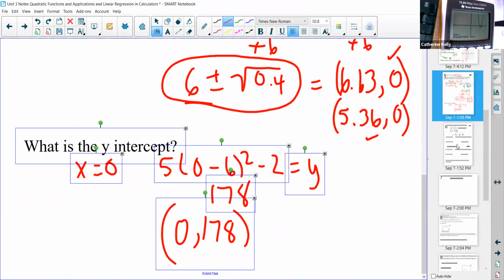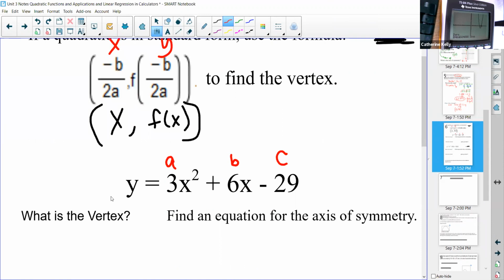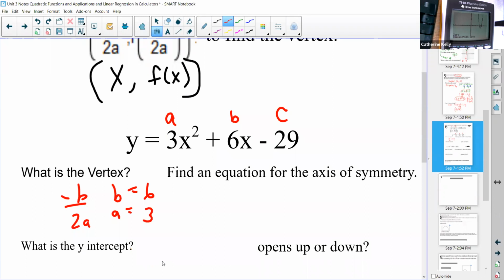Here we go. If a quadratic is in standard form, use the formula opposite of b over 2a for the x value, and this is your f of x value, which is your y value, to find the vertex. So with a, b, and c, what is the vertex? If the vertex for x is the opposite of b over 2a, we have b equals 6, a equals 3, and c equals negative 29.